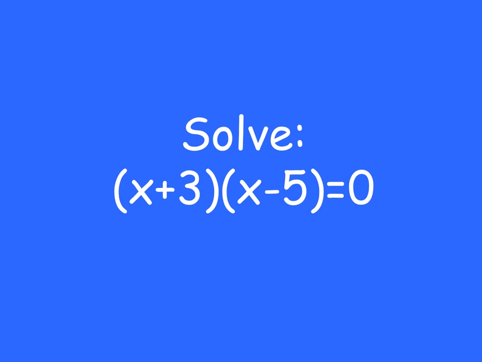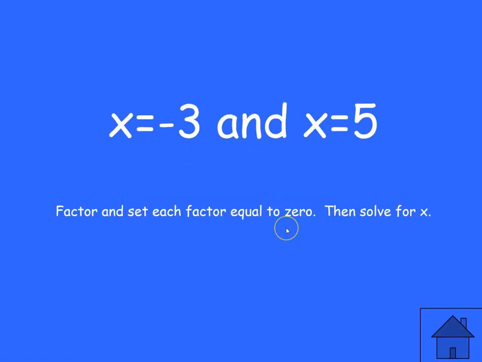Okay, hopefully that's a fast one. All you have to do is set each of those parentheses equal to 0. So when you set x plus 3 equal to 0 and x minus 5 equal to 0, we get the answers x equals negative 3 and x equals positive 5. So factor and set each parenthesis equal to 0.